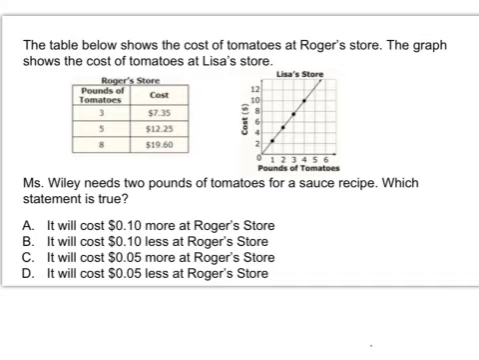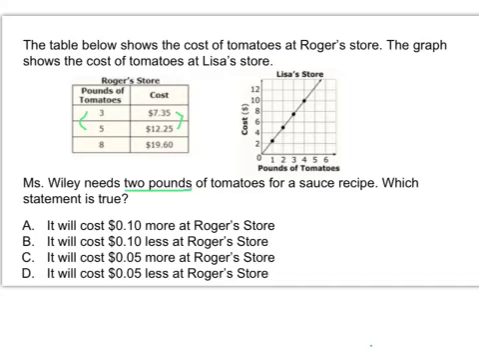So again, this is one of the ones that I need to find out the information for a certain number. So I need to figure out how much she's going to pay at each store for the 2 pounds she needs. And then I can look at the answer choices to compare and see which one is true. So again, first, before I can find the 2 pounds, I need to find the constant rate. How much is she going to pay for 1 pound of tomatoes?